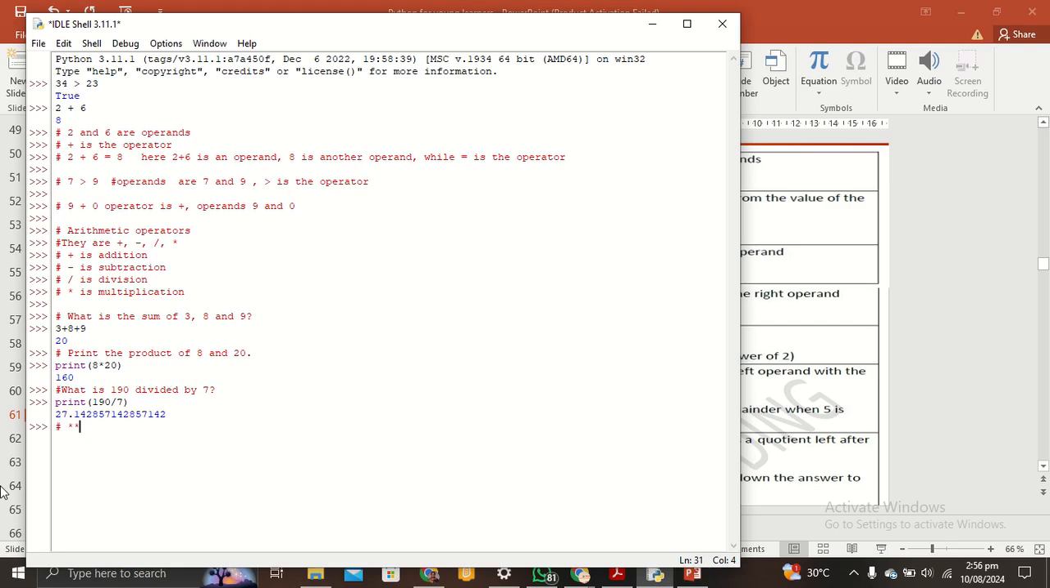Have you heard of raised to power before? Exponentiation. Yes, ma'am, I've heard it. Raised to power, or exponents. We call it exponentiation, exponent, or raised to power. So when you want to use raised to power in Python, you use 2 multiplication signs, not 1. Multiplication is 1 asterisk. Exponentiation is 2 asterisks.